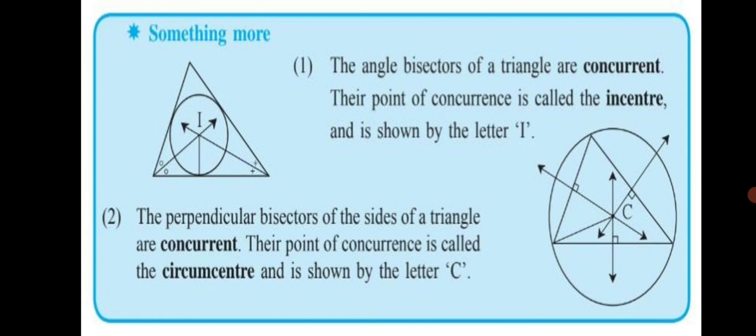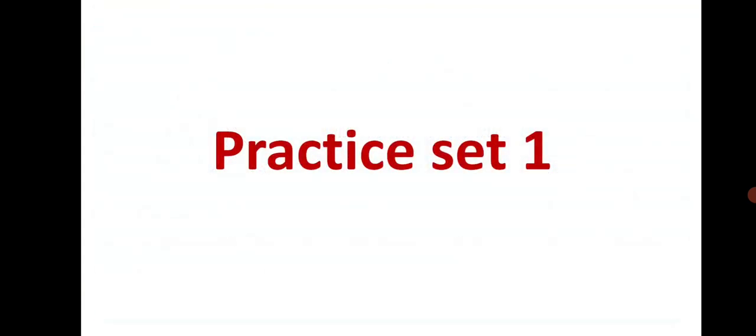Now what about the perpendicular bisectors of the sides of a triangle? They are also concurrent, and their point of concurrence is called the circumcenter and is shown by the letter C. So this is the difference between the angle bisectors of a triangle and the perpendicular bisectors of sides of a triangle. So keeping this in mind, we are going to start with our practice set 1.